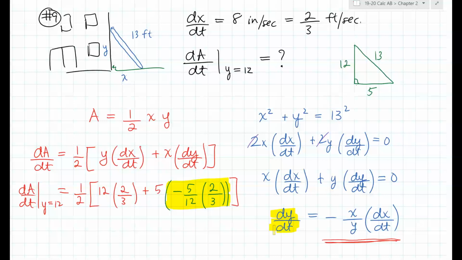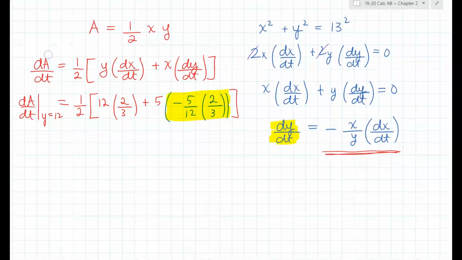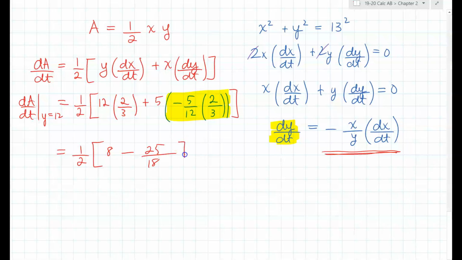So now the hard part is to try to break everything down nicely. Just be careful here. This is usually where I'll make mistakes, because you're trying to break everything down little by little. So 12 times 2 over 3, or 12 divided by 3 is 4 times 2. That's 8 minus 25 over 18, because the 2 and the 12 will reduce to 1/6. 3 times 6 is 18, the 2 will go away, we got 5 times 5. Take the half in. That's 4 minus 25 over 36.